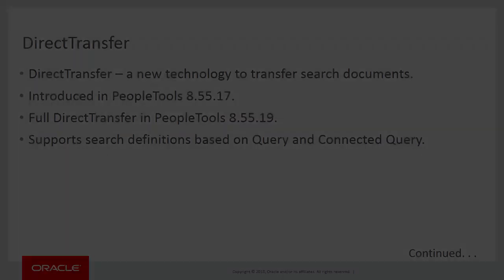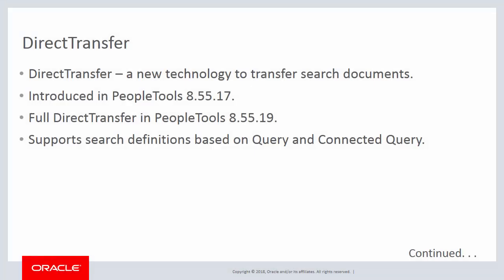In PeopleTools 8.55.17, 8.55.18, and 8.56, the architecture of attachment processing has undergone a change. To enhance the performance of indexing search data, PeopleSoft introduced a new technology named Direct Transfer to transfer attachment data directly to the Elasticsearch search engine. The Direct Transfer technology bypasses the integration gateway.